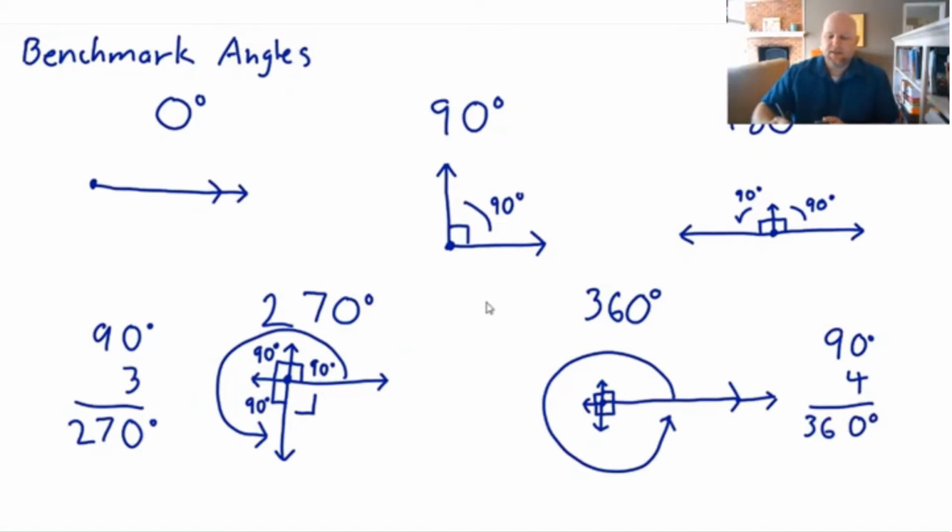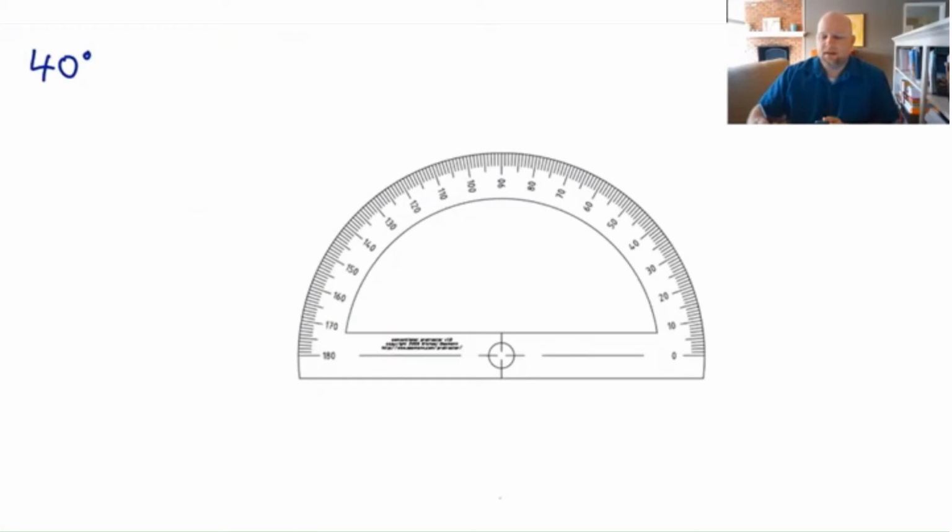Now, using a protractor to make angles is fairly simple. First, we're going to make an angle of 40 degrees. So we're going to put our protractor on our sheet, and we're going to make a mark at the vertex. Then we're going to make a mark at 0 degrees, and since we're doing 40 degrees, we're going to go up the side here to where it says 40 degrees and make a mark there.